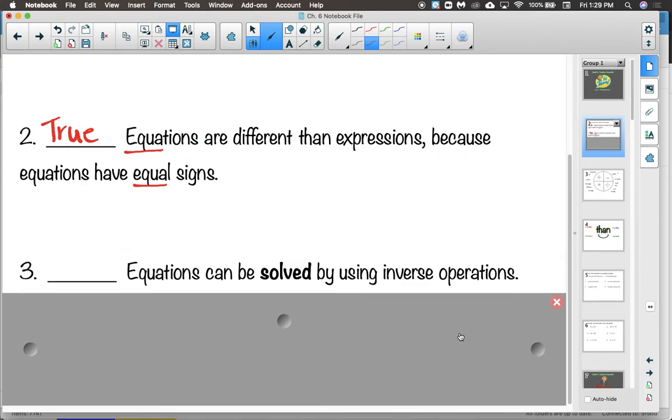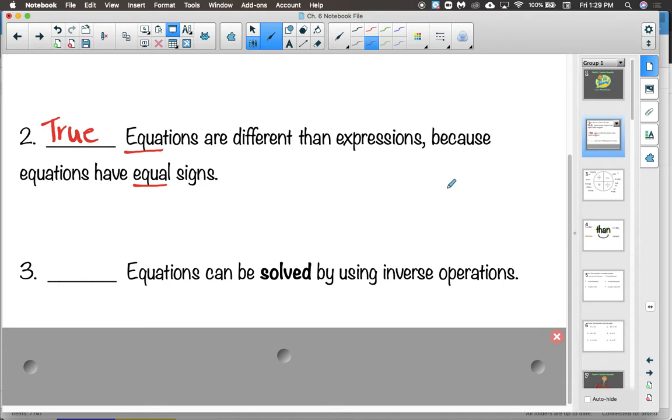Great. Next one, number 3, equations can be solved using inverse operations. So I bolded this word solved here because that is very, very true. You can solve an equation, and to do that, we will use the inverse operation. So this whole thing here, yes, 100% true as well.